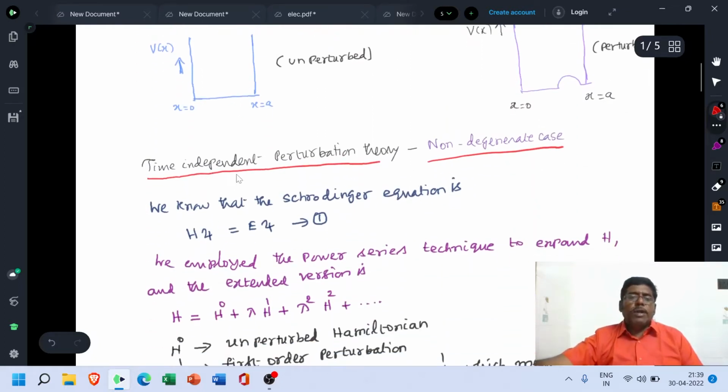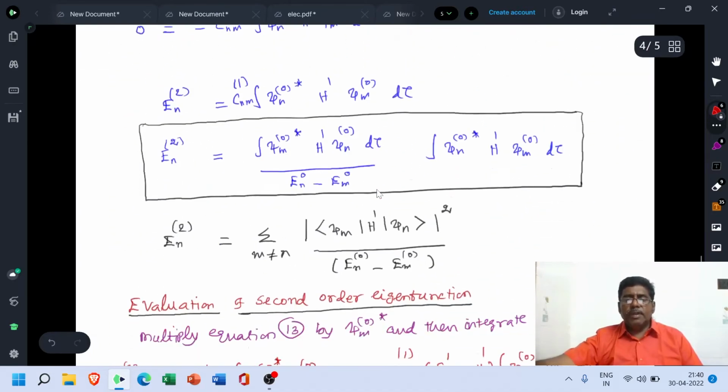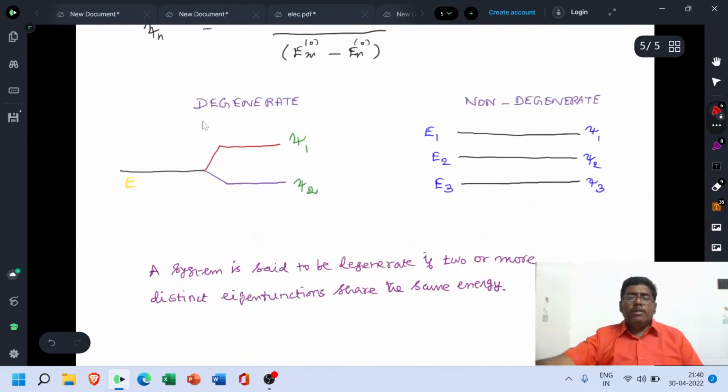Now we have to talk about time independent perturbation theory for a non-degenerate case. First of all, we should know the difference between degenerate and non-degenerate cases. See here, this is a degenerate state, this is a non-degenerate case. A system is said to be degenerate if two or more distinct eigenfunctions share the same energy. This is a single energy level, but two eigenfunctions psi1 and psi2 are sharing it. This is called a degenerate state.